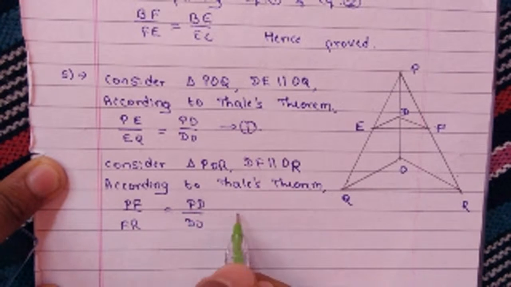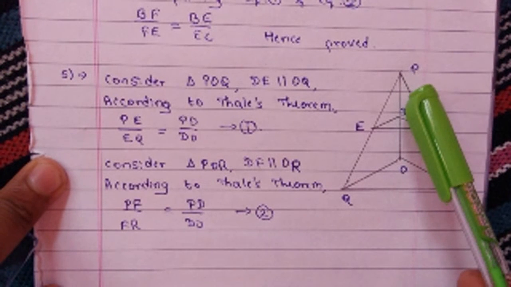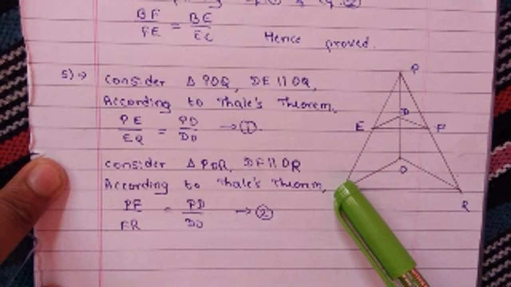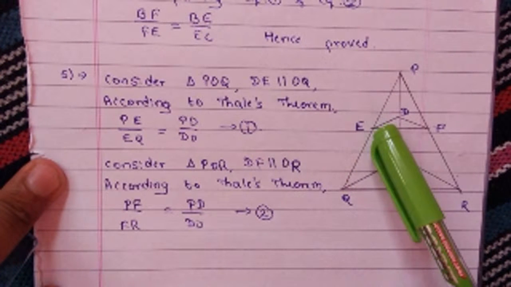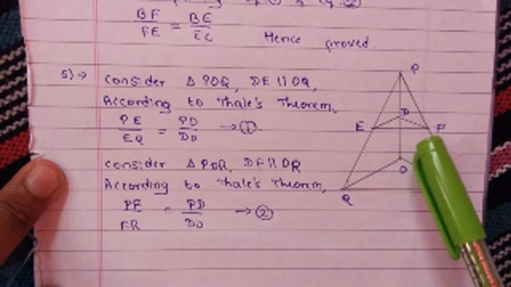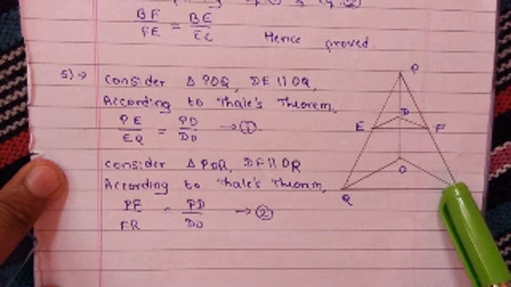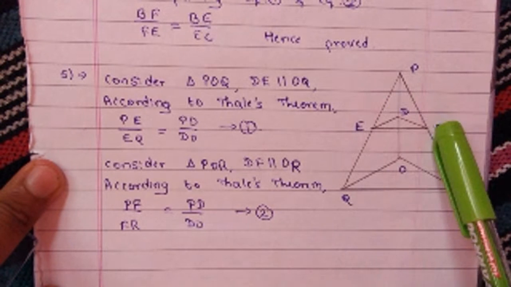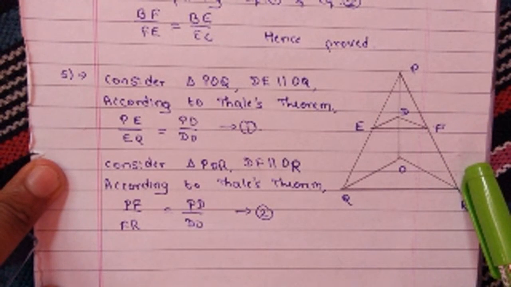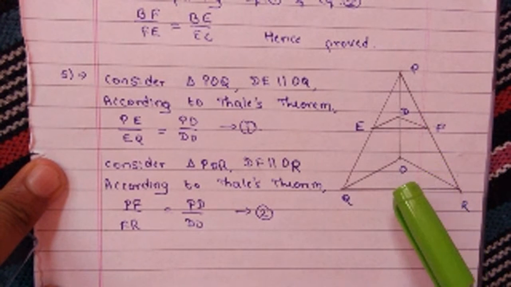How many of you understood up to the second equation? Comment your name fast. Okay, first we have to consider triangle POQ. In this, DE is parallel to OQ, that's why it becomes PE divided by EQ is equal to PD divided by DO. In the second triangle, that is triangle POR, DF is parallel to OR, so that's why it becomes PF divided by FR is equal to PD divided by DO. So this is the second equation.